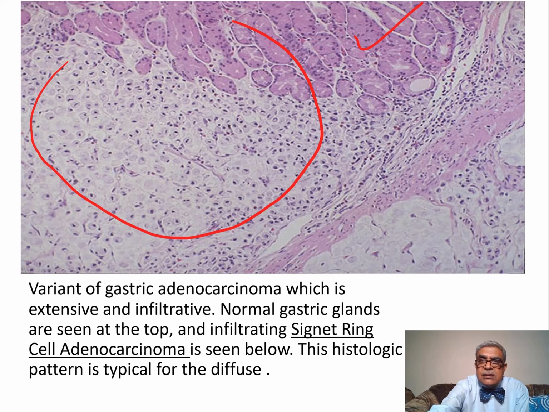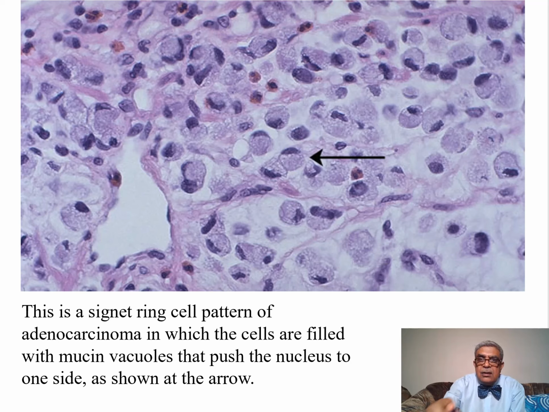And here you can see normal gastric glands at the top, whereas down below there is signet ring cell adenocarcinoma. This pattern is typical of the diffuse type of adenocarcinoma. High power view of that: you can appreciate the arrow pointing towards the mucin present in the cells, and this mucin is pushing the nucleus towards the periphery, forming a signet ring appearance shown by the arrow.